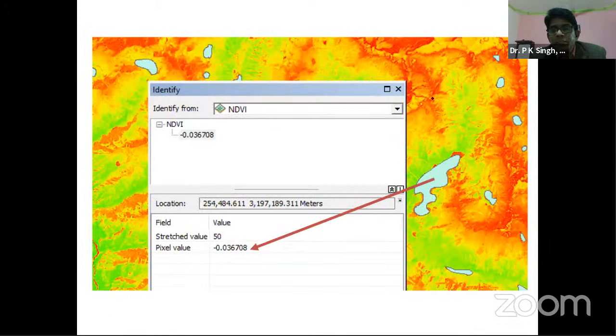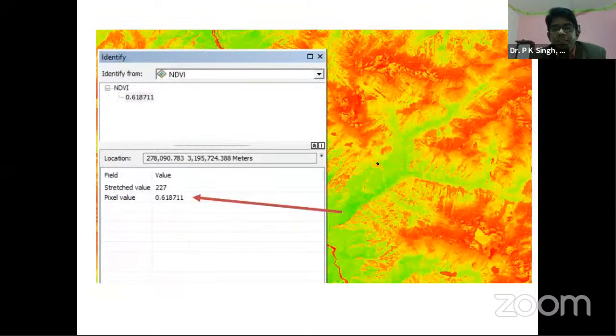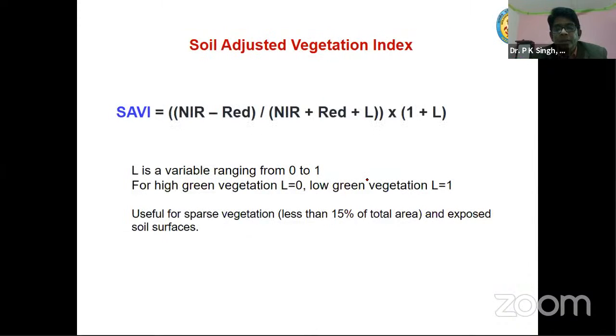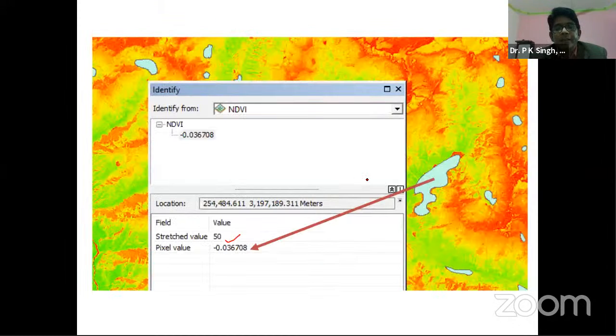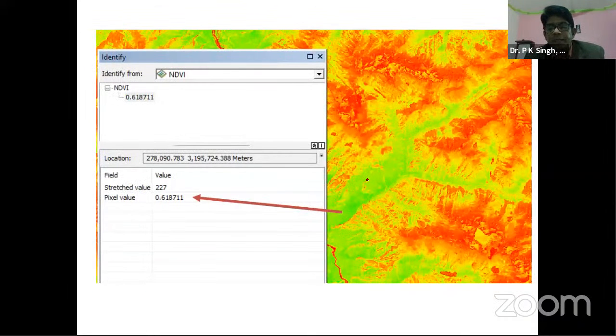See, I have just shown you the information. This is one water body. Here the pixel value of NDVI is minus 0.03. It is very near to 0. For water it is almost 0, very near to 0. And see here the quality of vegetation in the valley part, it is 0.61. Yeah, in that way you can know the quality of vegetation.